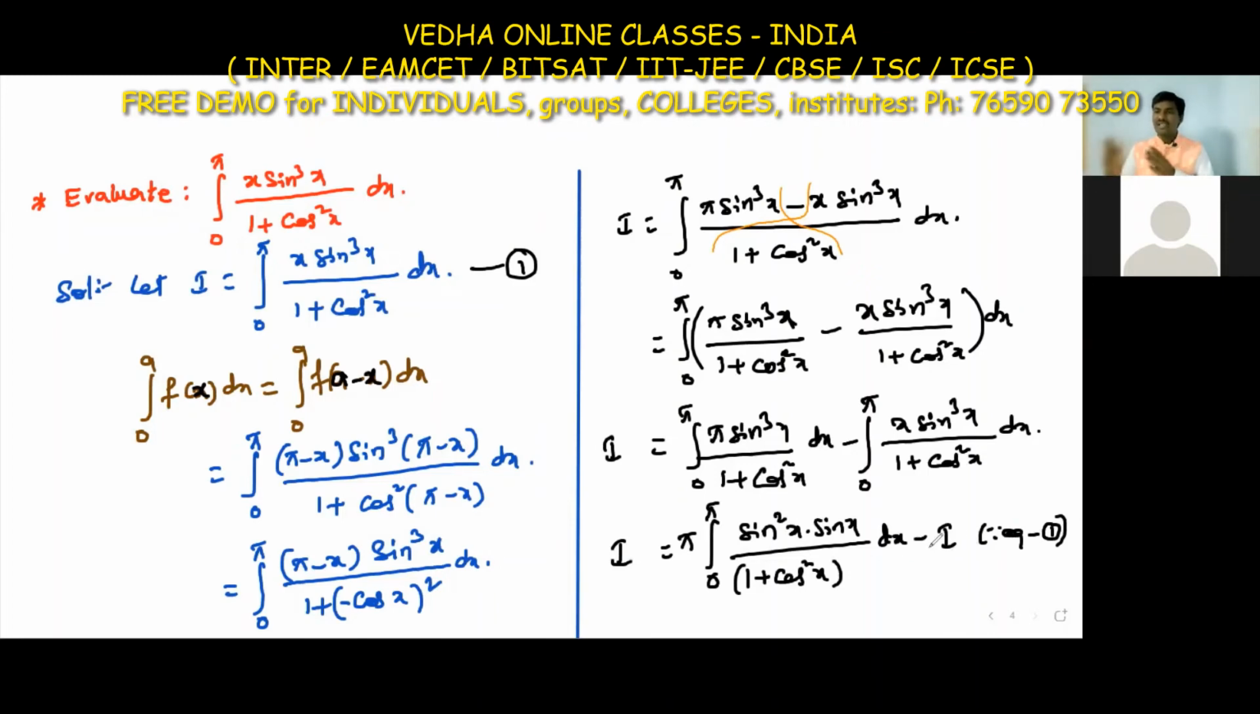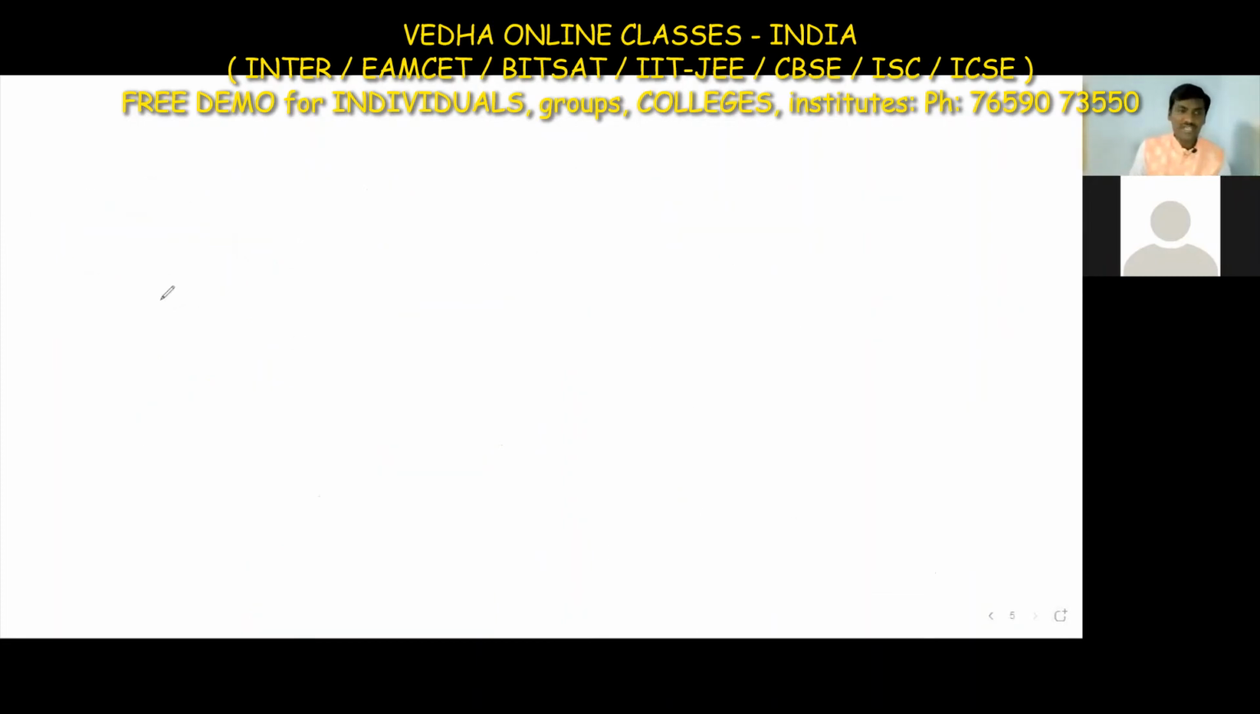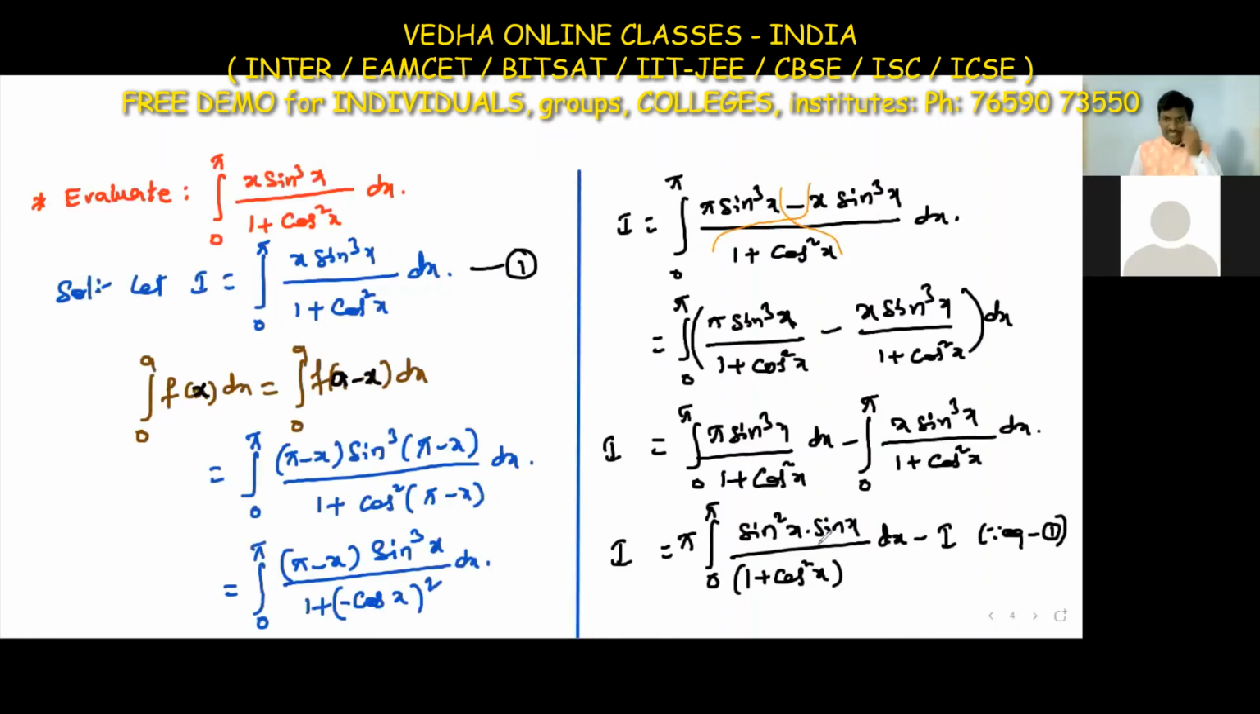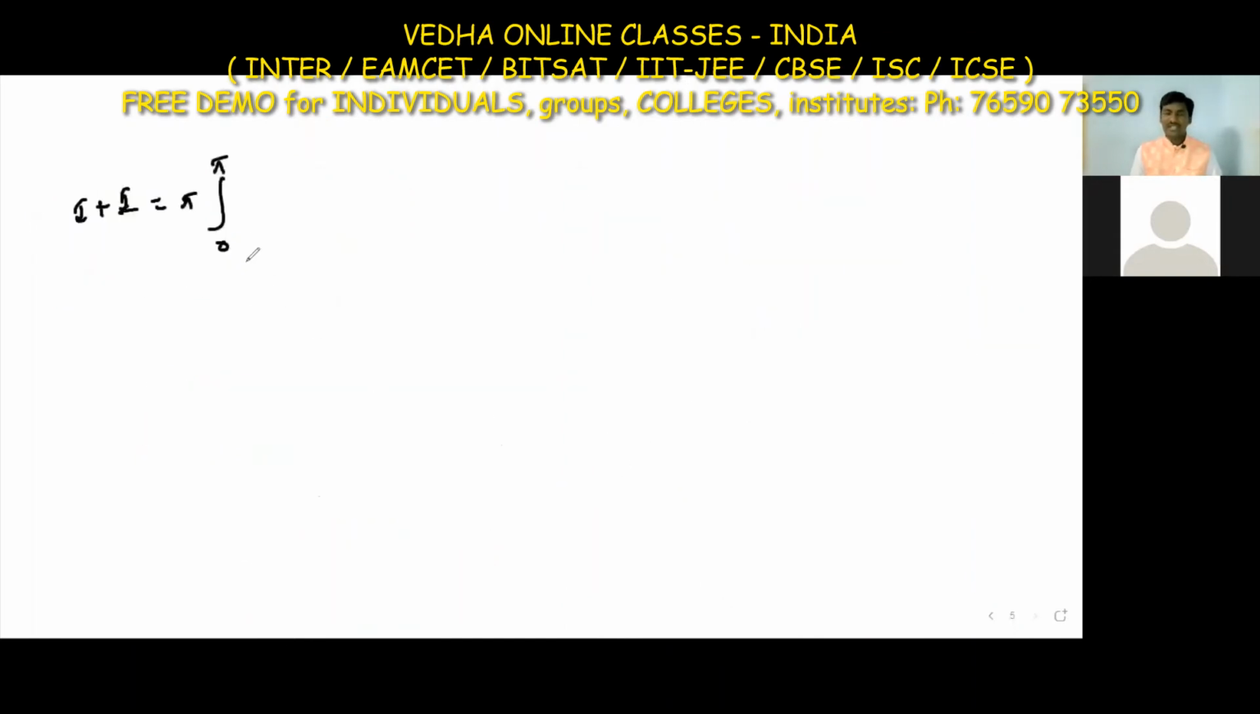Okay, so now take this minus I, whatever we have on the right side, to the left side, so that we get I plus I is equal to pi, a coefficient, writing outside, integral of 0 to pi sine square x. We can write sine square x as 1 minus cos square x, into sin x divided by 1 plus cos square x, and whole dx as it is.